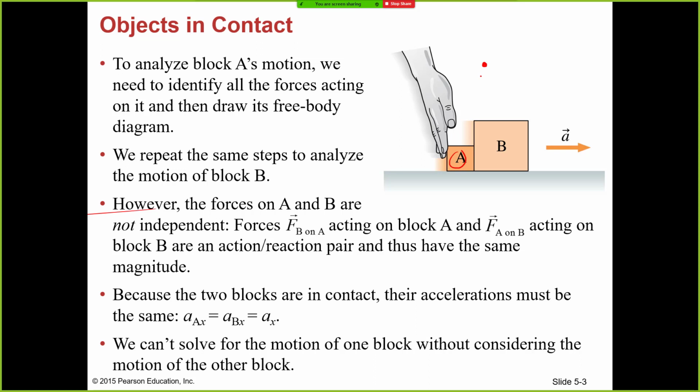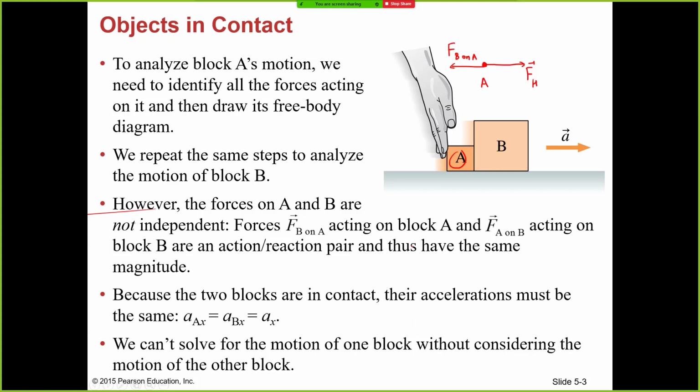So you write the free body diagram. You have the force applied on A by the hand, call that FH. And then this A will exert some force on B, and in turn B also exerts force on A. So there is a reaction force of B on A. Let's call that force of B on A. So this is for object A.